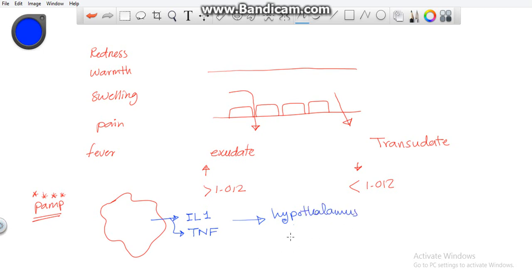Now within the hypothalamus, they will increase the activity, remember the arachidonic acid pathway? They will increase the activity of the cyclooxygenase, so they will increase the production of prostaglandins, especially prostaglandin E2, which mediates fever. So it basically raises the temperature set point within the hypothalamus, and thus it mediates fever. We will continue in the next video.